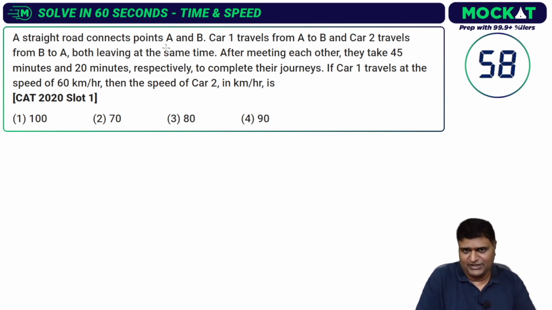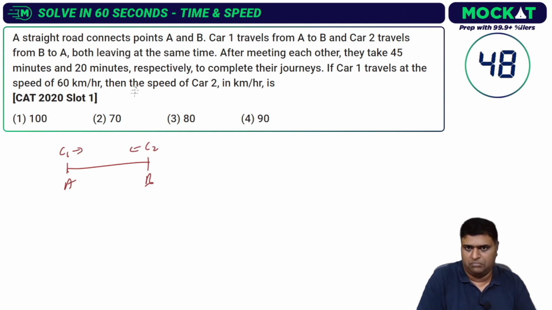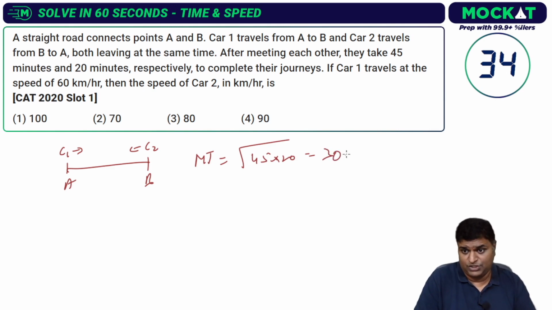A straight road connects points A and B. Car 1 travels from A to B, and car 2 is traveling from B to A, and both are leaving at the same time. After meeting each other, they take 45 minutes and 20 minutes respectively, the extra time they take to reach their respective destinations. Then I know the meeting time, direct concept, root of 45 into 20. Root of 900 comes to 30 minutes. 30 minutes is the meeting time.